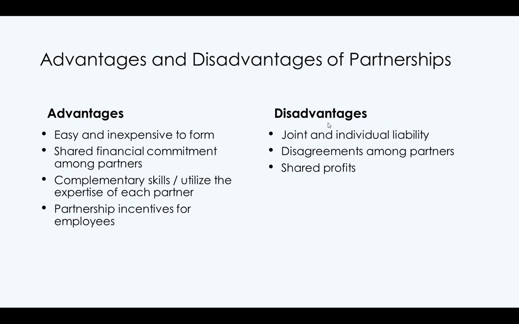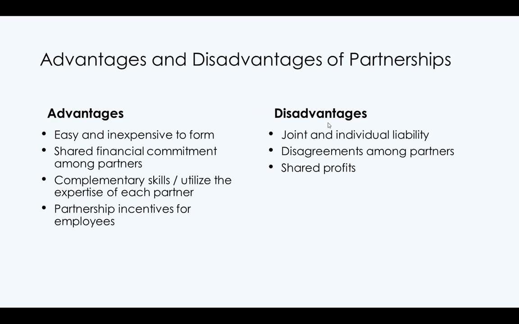Some disadvantages, of course, joint and individual liability. So obviously, if the other person makes a bad decision, you could be held responsible for that. And this shouldn't surprise anyone in any relationship. It doesn't matter what it is. There's eventually going to be disagreements, and sometimes there are incredibly successful businesses that are partnerships that are ruined and fold because of disagreement among partners.